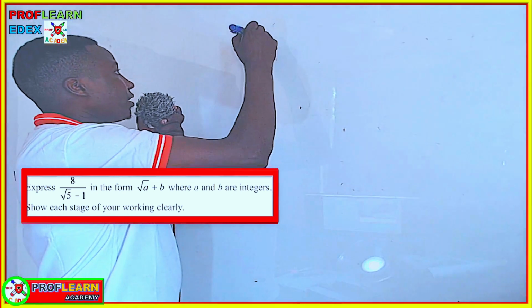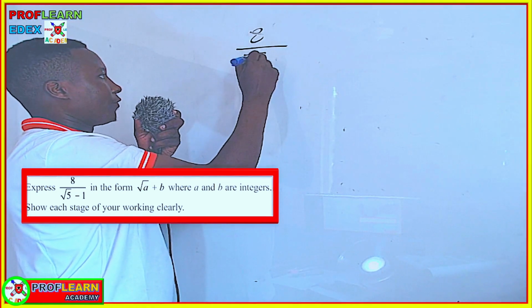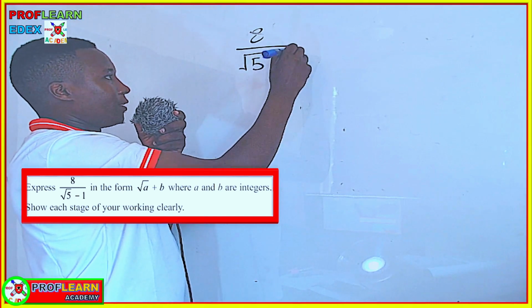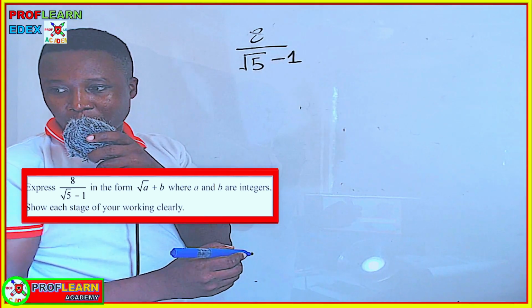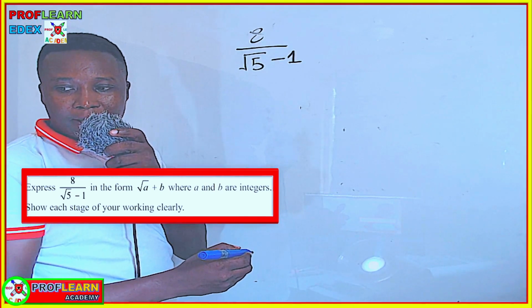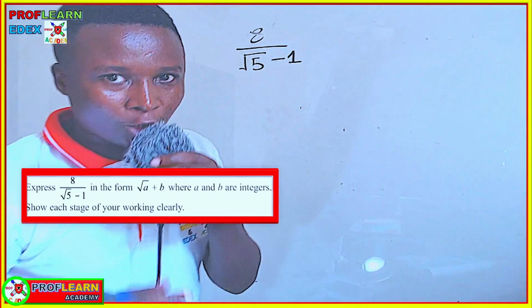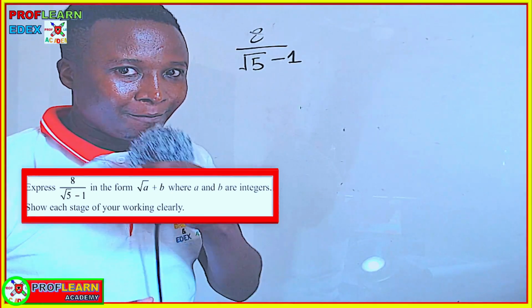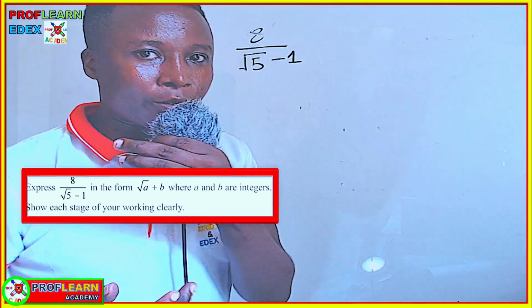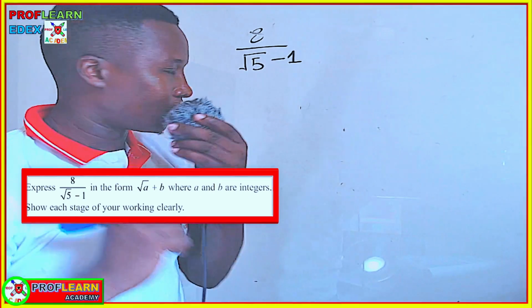So here we are given 8 over root 5 minus 1, and we are supposed to give the answer in the form root a plus b, where a and b are integers. We are supposed to show our steps, because you cannot just put this in a calculator and smile all the way from the exam room, saying you earned all the marks. No, you have to show the steps.